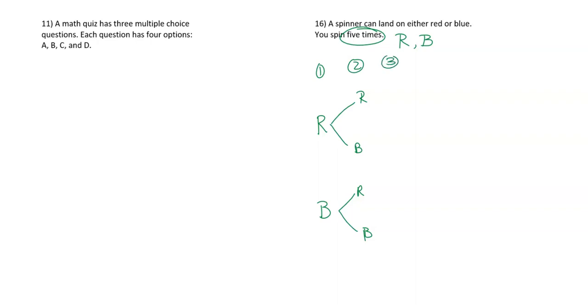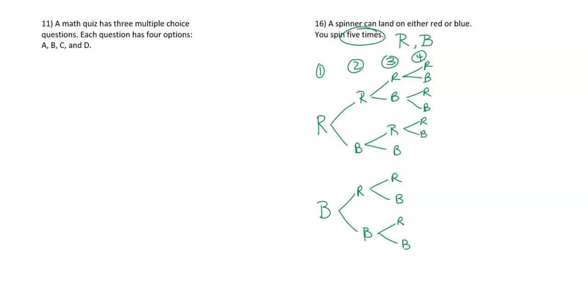Now we're on spin number 3. If we get red, red, we could still get red, right? It doesn't affect. These are called independent events because the first thing does not affect the second thing. That's 3 spins. Now we've got the 4th spin. And these do get kind of messy. So when there's a lot of trials happening, like 5 spins, you want to be sure to get it spread out.